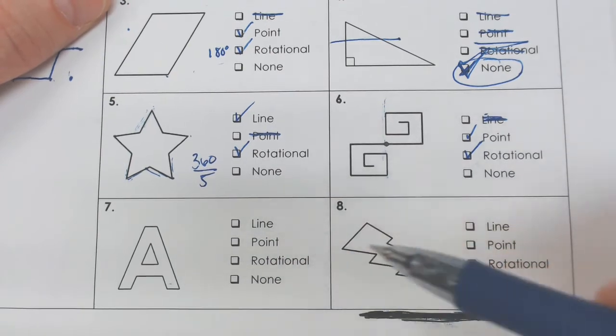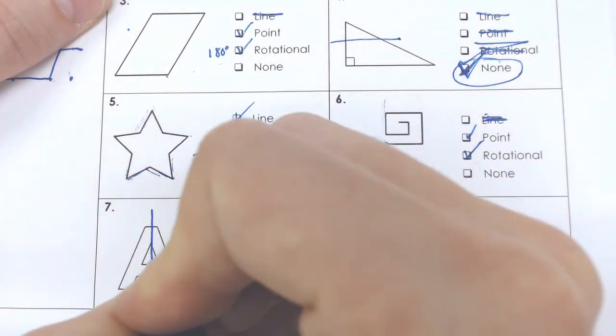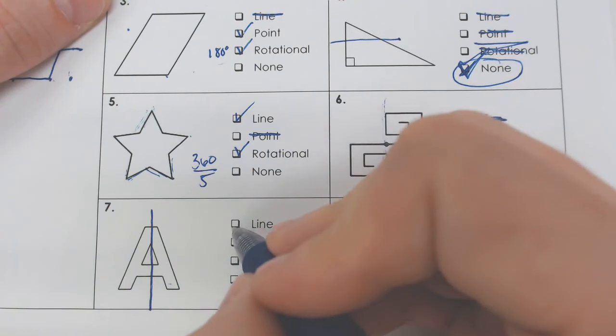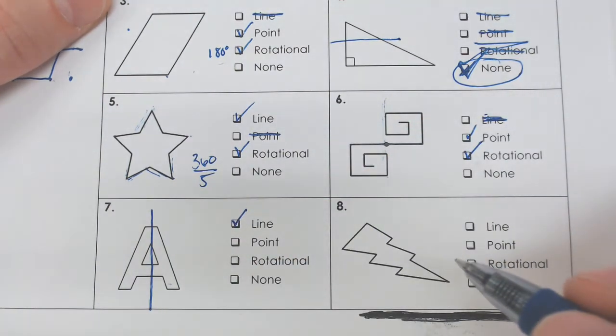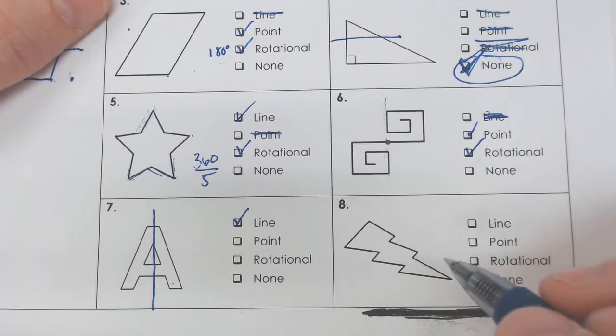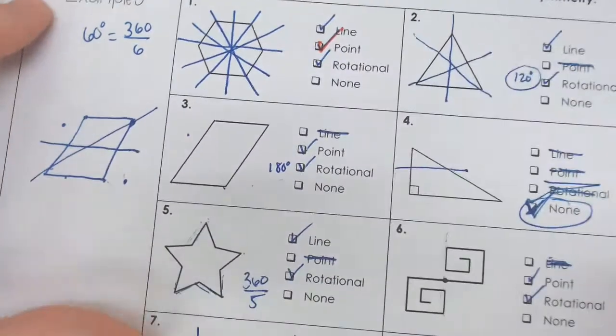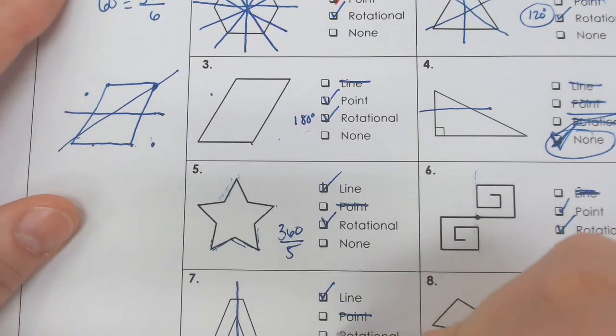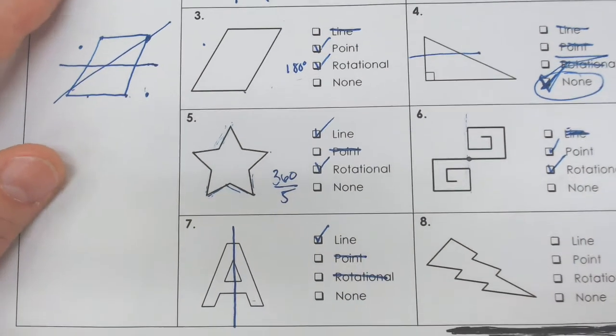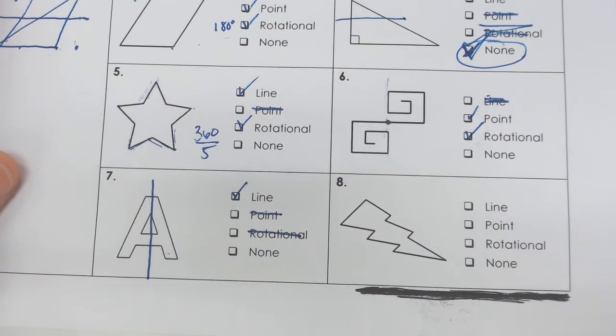The letter A has a single line of symmetry. And there is no way you can rotate this shape and make it look like an A again. If you turn it upside down, it looks more like a V. So that's not going to have any sort of rotational symmetry at all, which means it doesn't have point symmetry, and it doesn't have anything except that one line of symmetry.